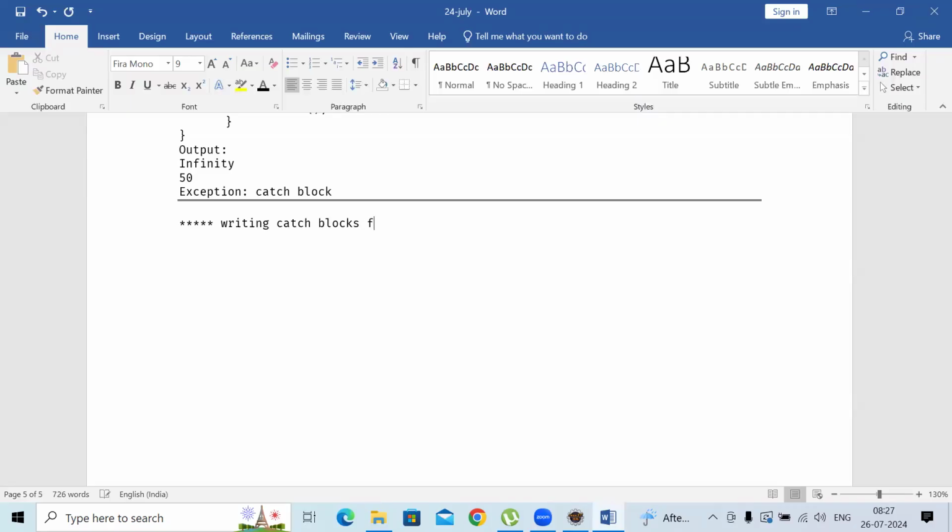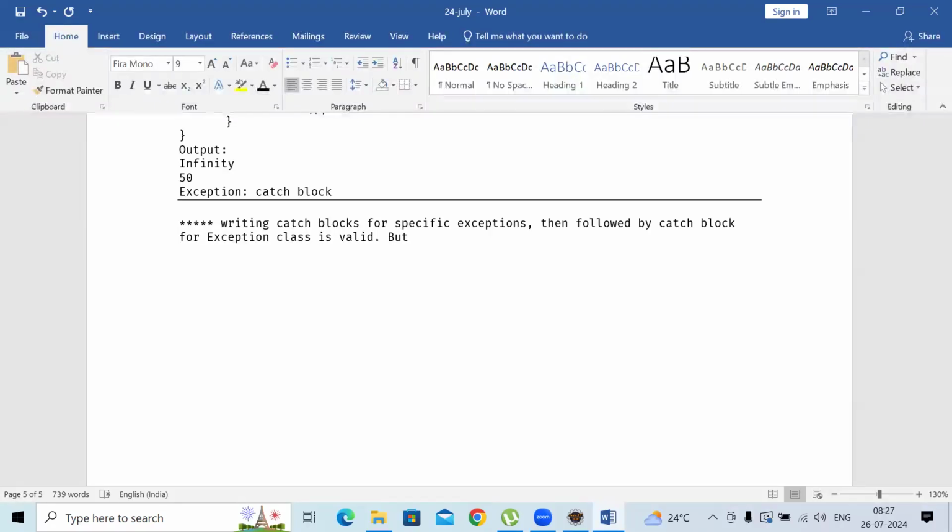Writing catch blocks for specific exceptions, then followed by a catch block for exception class, is valid.